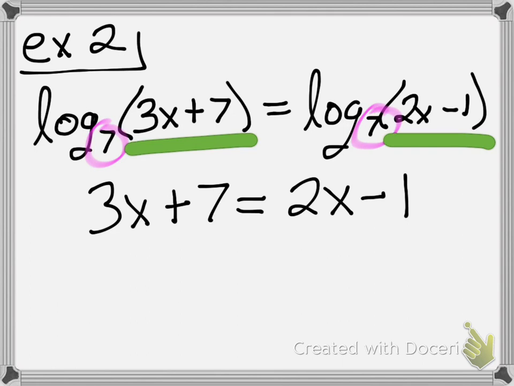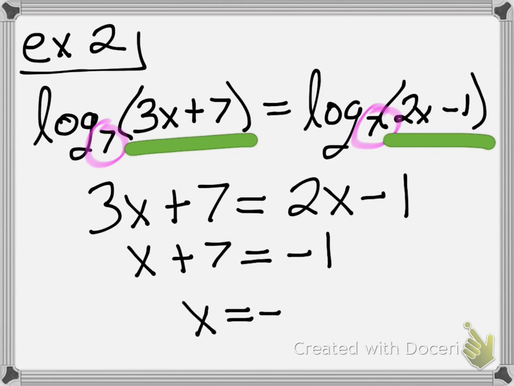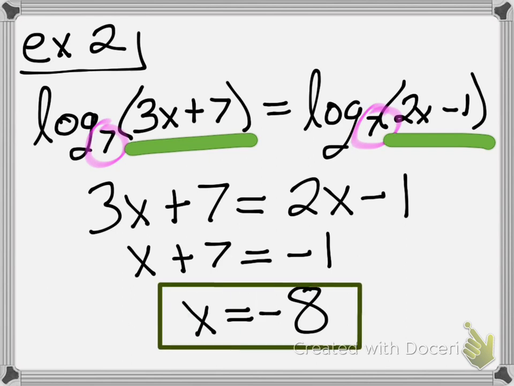So we'll subtract 2x, and then we'll subtract 7. And we're done. So that'll be really, really nice if both sides of the equation have a logarithm with the same base. If it is a different base, it does not work.